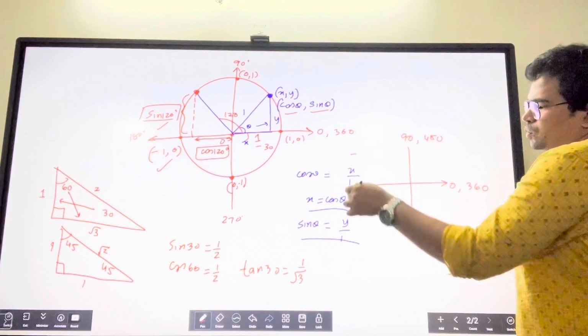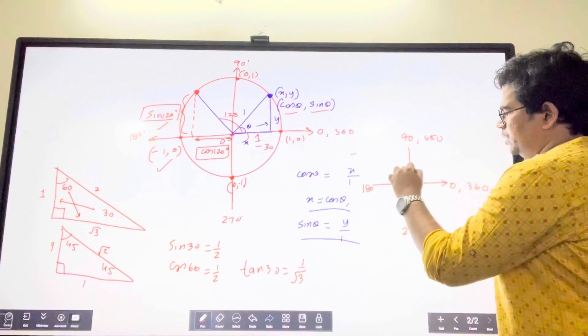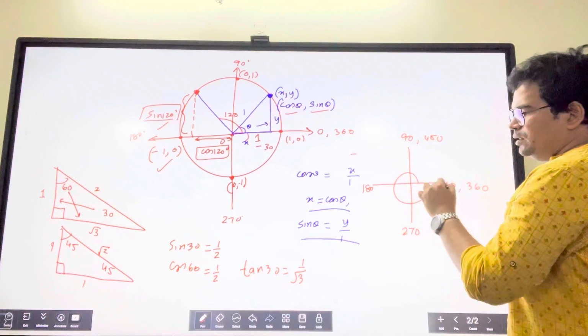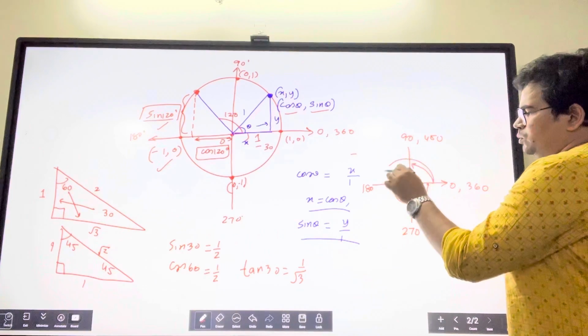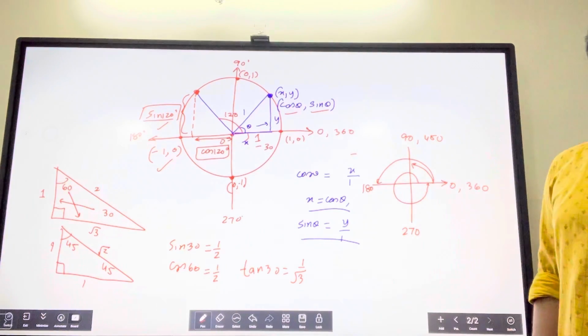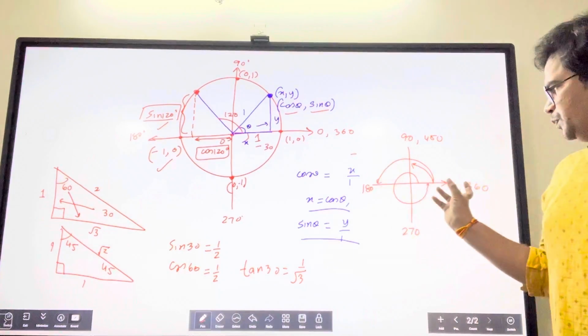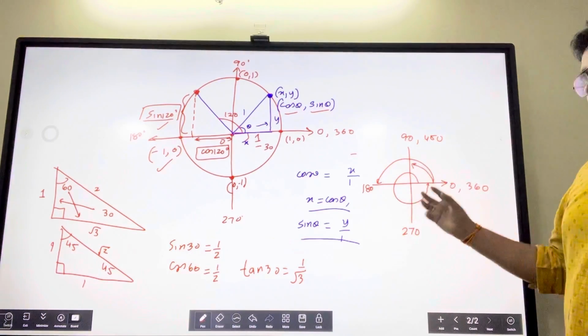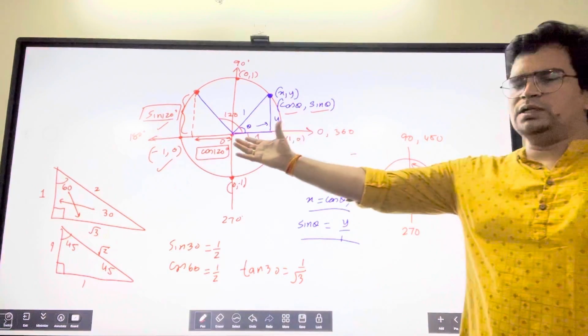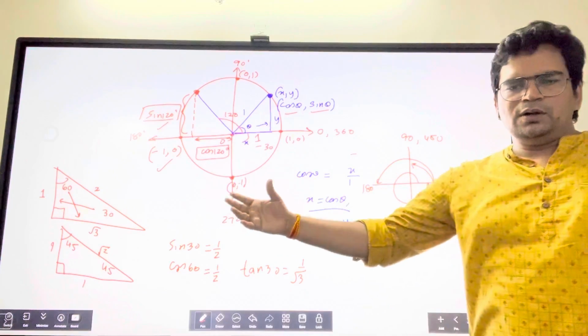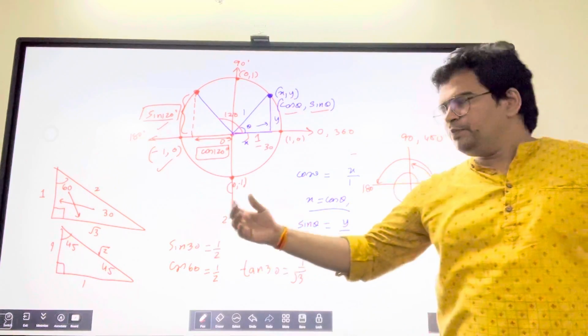450 and so on. Once you take one rotation, that is 360 done, then you add 360 plus 90, 450, 360 plus 180, 540. You can get the sine, cos and tan of these angles using just the unit circle. And once you have sine and cos, you can easily find the value of tan.